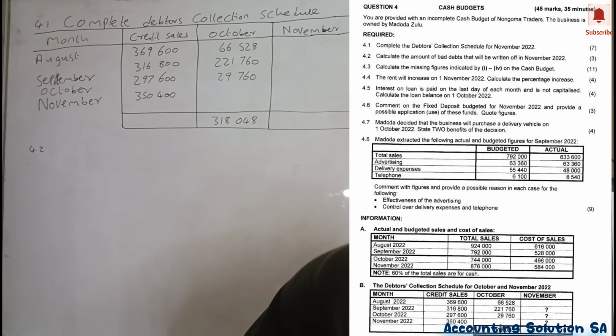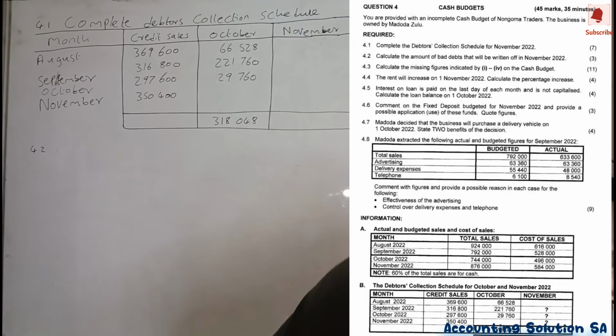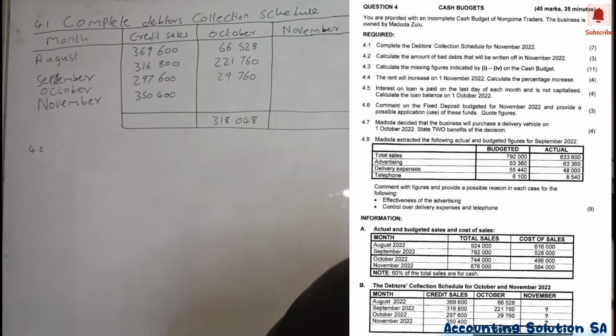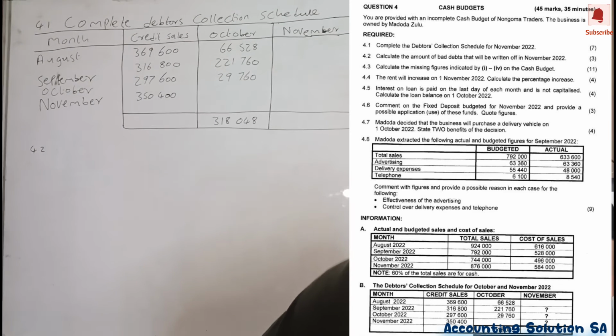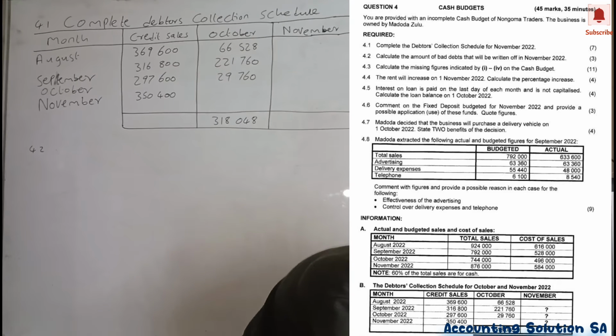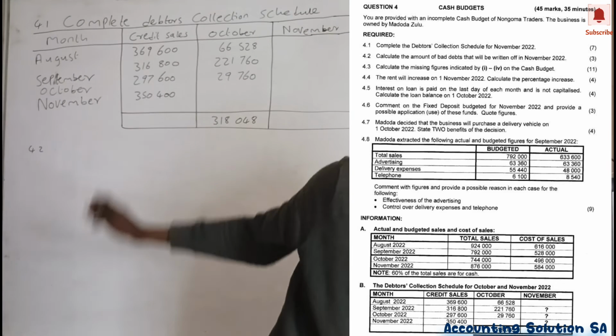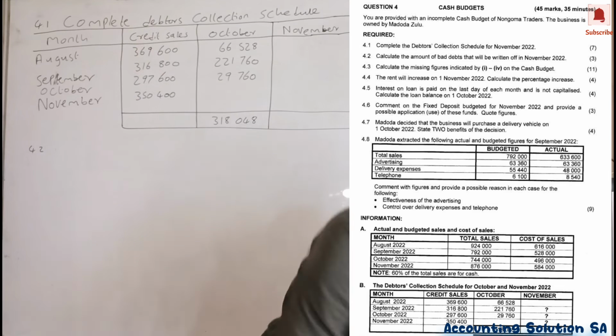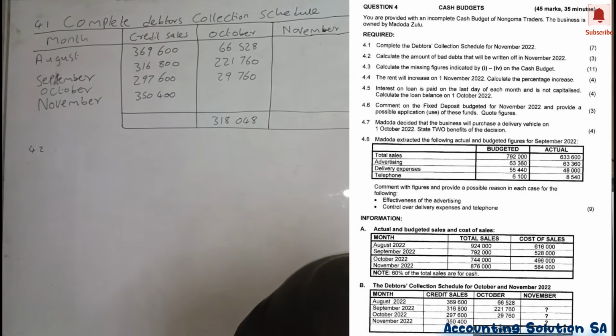comment. Okay, so the information that we have been given, from information number 1, is the actual and the budgeted sales and the cost of sales. Then they give us the months from August until November, and they say note 60% of total sales are for cash, which means that 40% is on credit. Then you can see they give us a similar collection schedule, which I already drew as a table that we are going to fill.